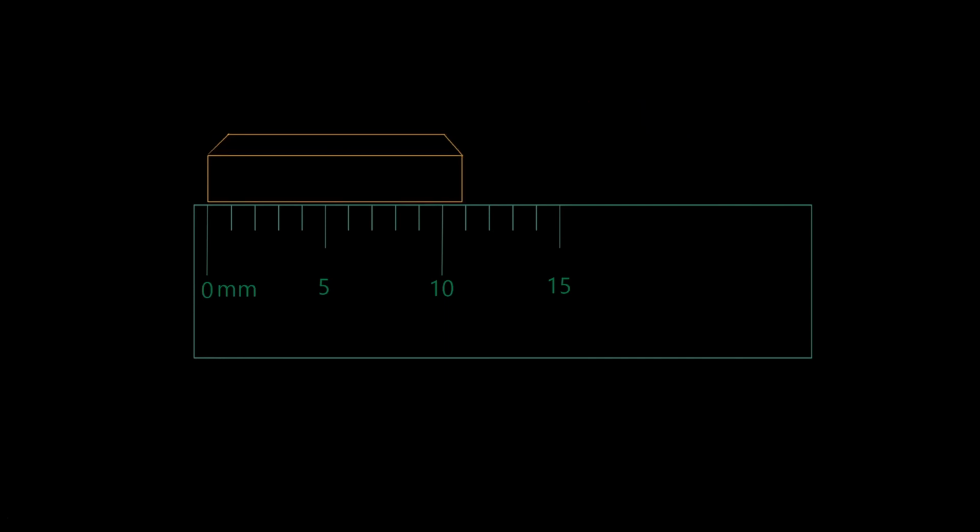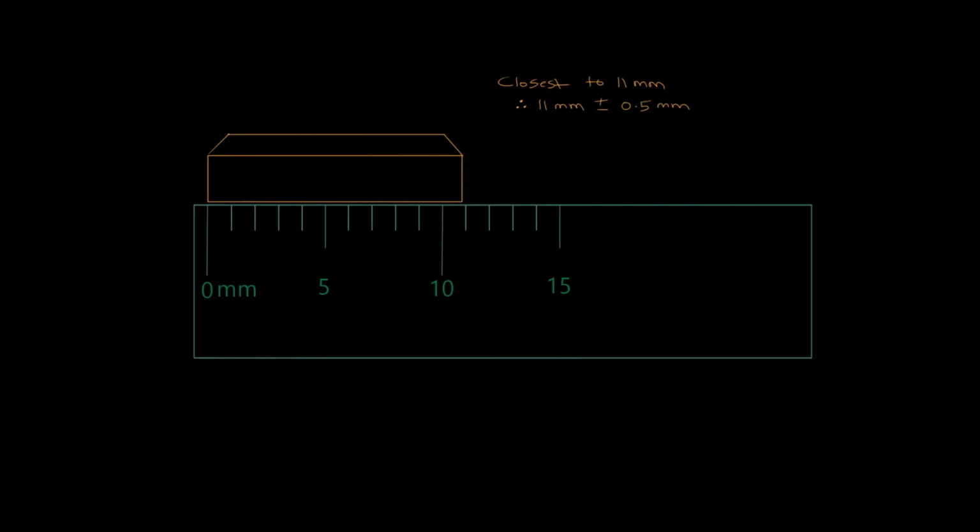Similarly, this reading would be recorded as 11 plus or minus 0.5 millimeters because the end of the object is closest to the 11 millimeter mark. Now, when taking a reading off a digital device as opposed to an analog device, we're still going to be using plus or minus half the smallest reading. The device automatically rounds to the nearest reading for us, so all we have to do is add the uncertainty of plus or minus half the smallest reading.